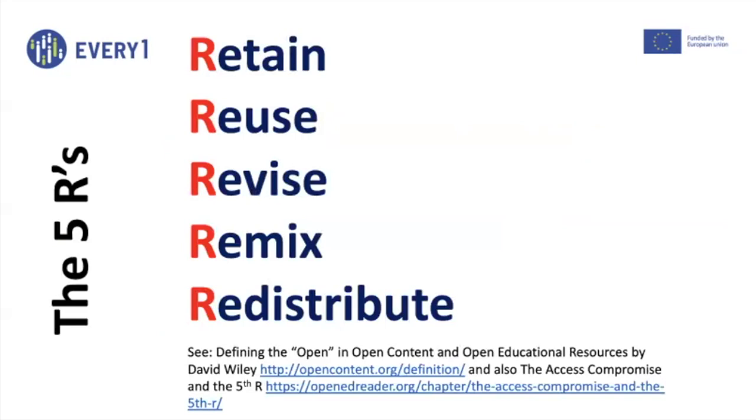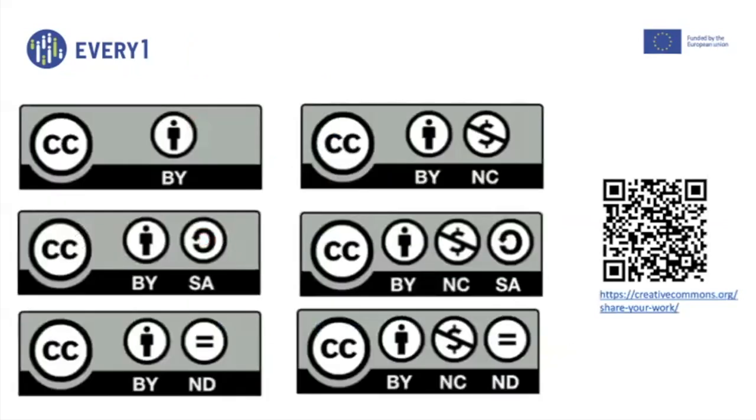You may remember from the last presentation that Every1 Learning Materials are openly licensed, and the CC BY Share Alike license enables you to retain the resource, to keep a copy of it, to reuse the resource, to revise it, to make changes to it, to remix it, to combine it with compatible openly licensed materials, and to redistribute it. So these are the 5 R's which we talked about in the last video. Let's go back again now and look at the 6 different license types in more detail.